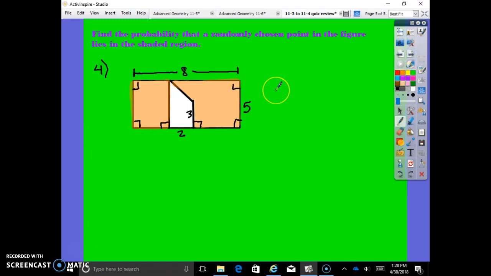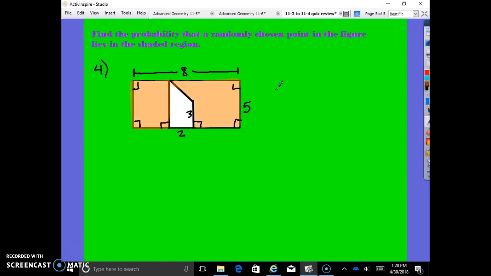And our last problem: find the probability that a randomly chosen point in the figure lies in the shaded region. So we need to know what we want, shaded region. What we want is shaded out of everything. So it's what you want out of everything. So shaded out of everything.